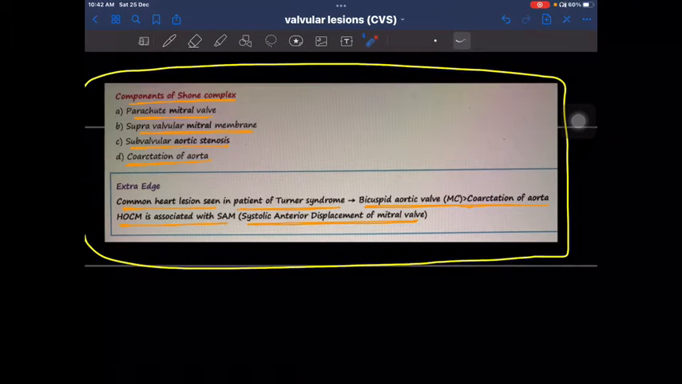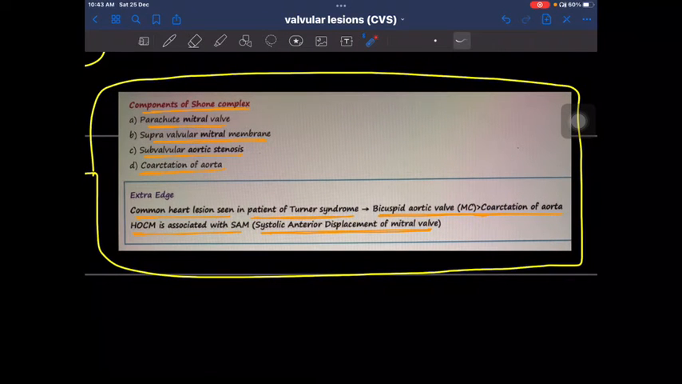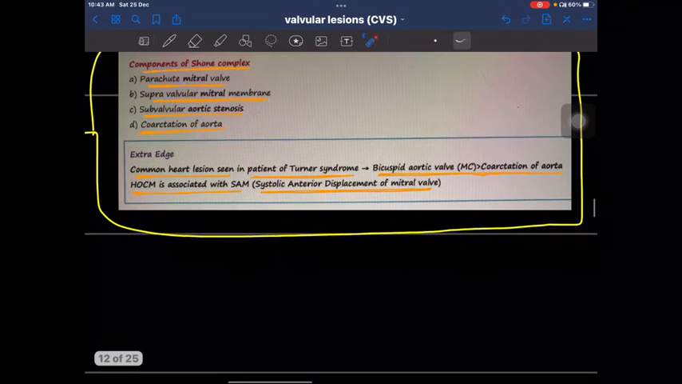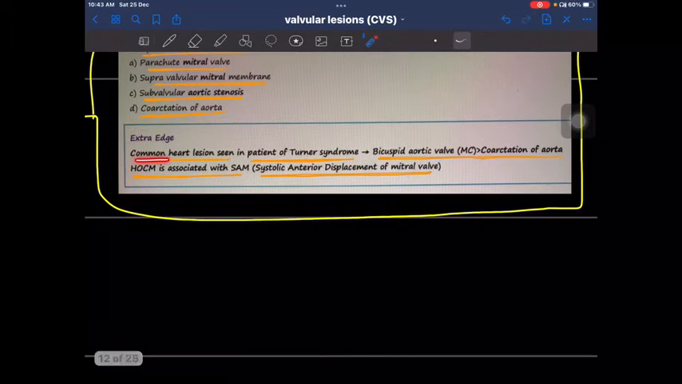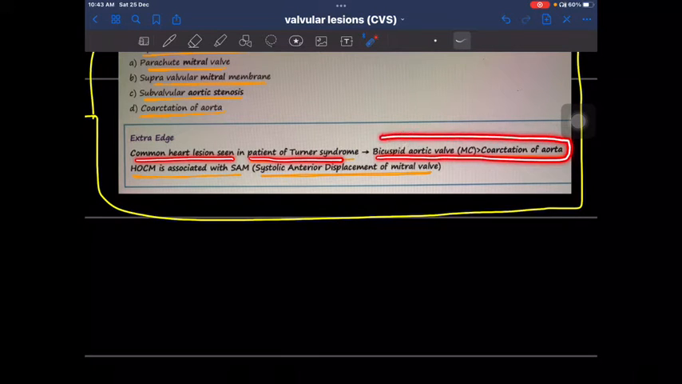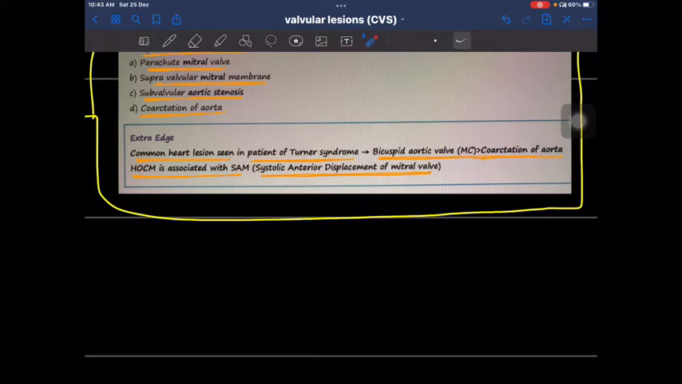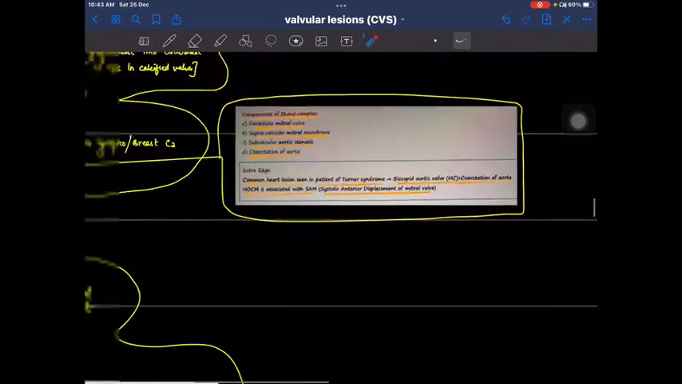Now, there will be a parachute mitral valve. There will be a supravalvular mitral membrane. There will be a subvalvular aortic stenosis, where the stenosis is below the valve. There will be a coarctation of the aorta. The common heart lesion seen in patients with Turner syndrome is bicuspid aortic valve, more than coarctation. We have done this before. HOCM is associated with systolic anterior motion of the mitral valve, which we will do in HOCM separately.